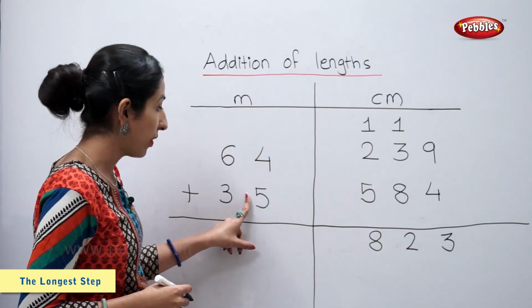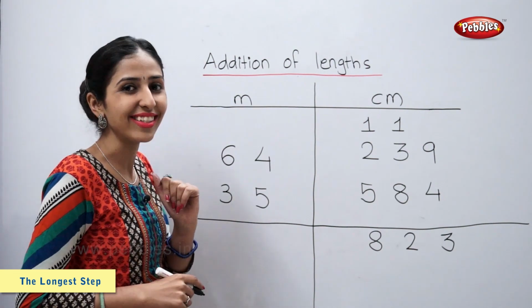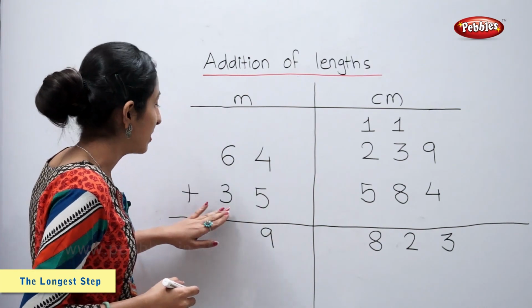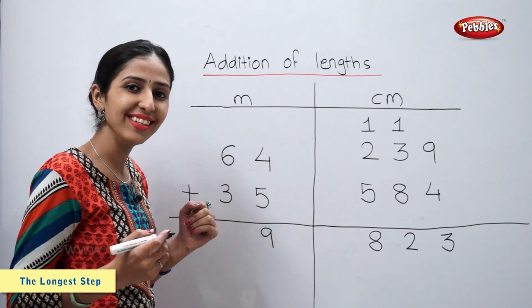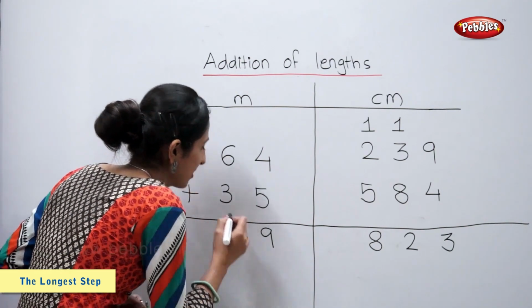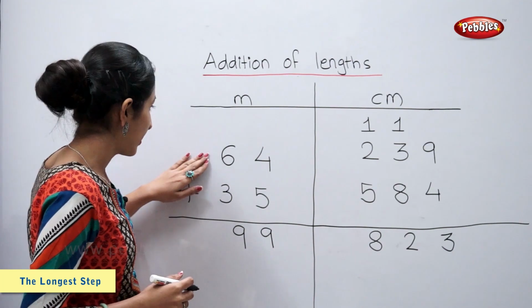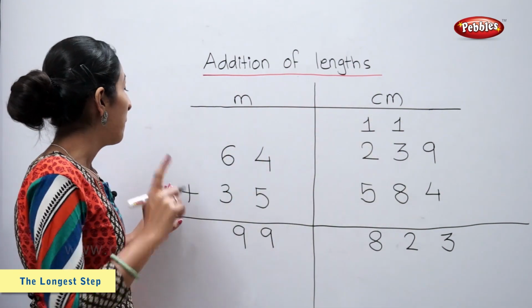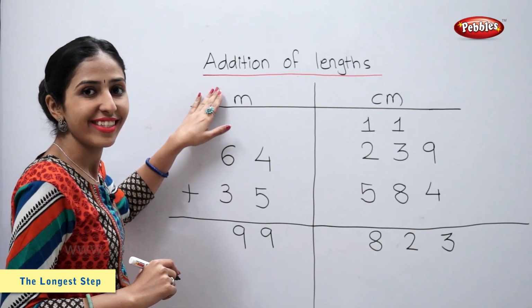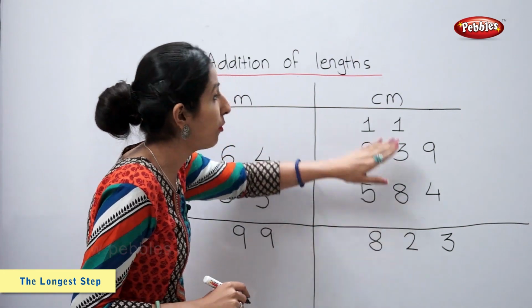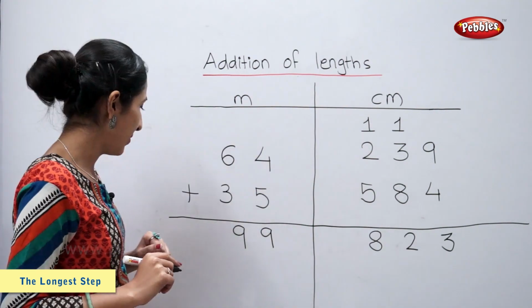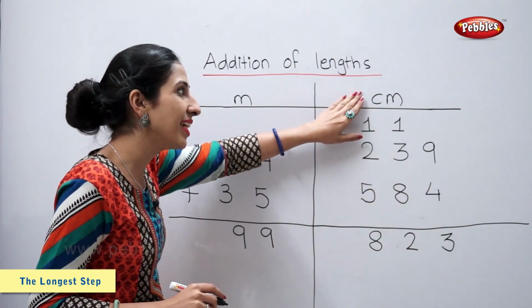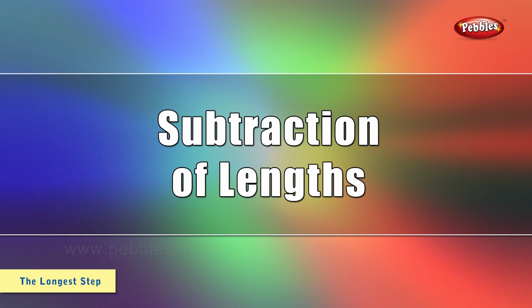4 plus 5 is equal to 9. 6 plus 3 is equal to 9. So 64 meters 239 centimeters plus 35 meters 584 centimeters is equal to 99 meters 823 centimeters.